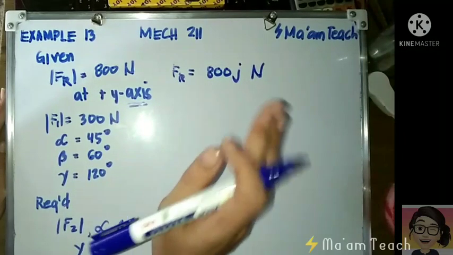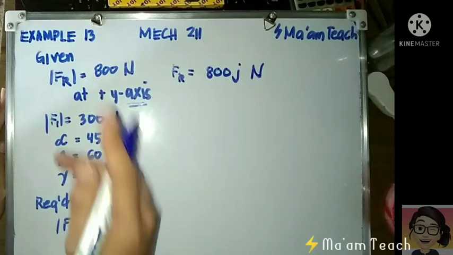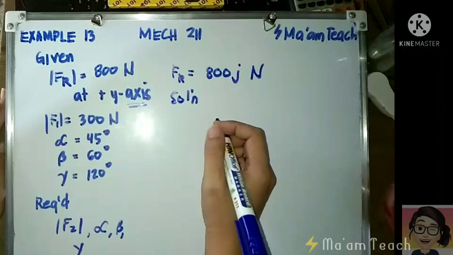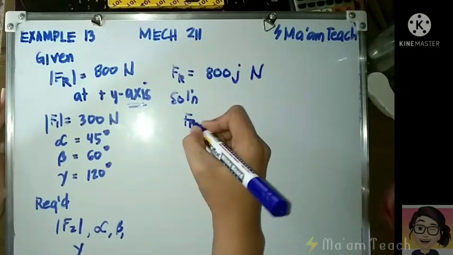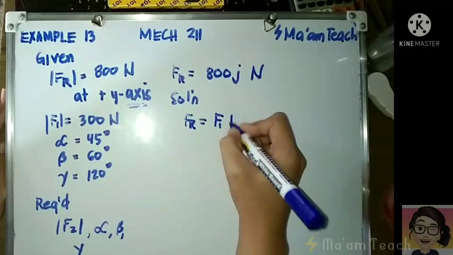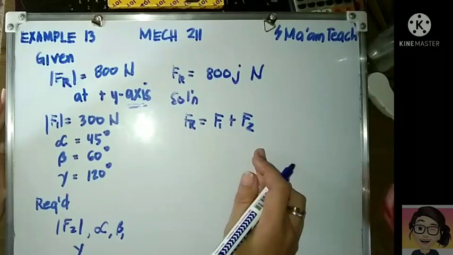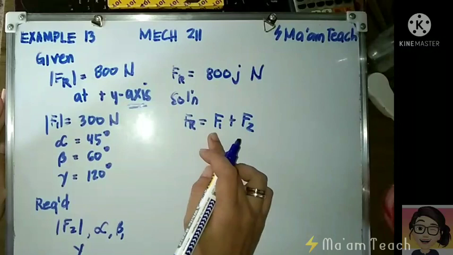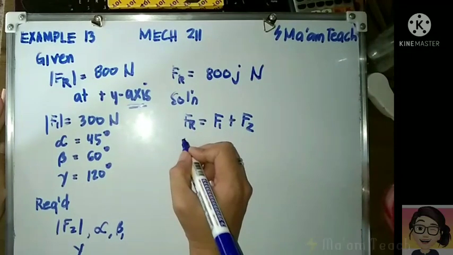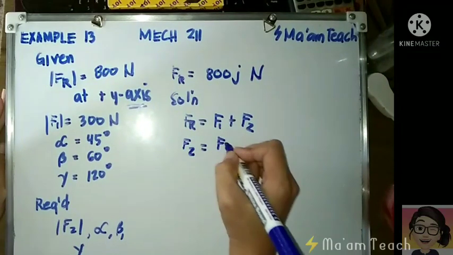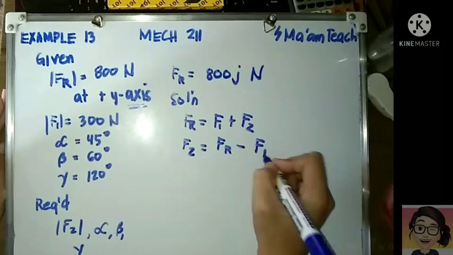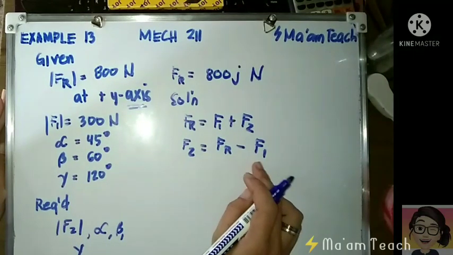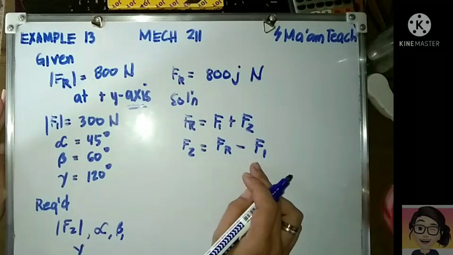Now, we are asked to solve for the F sub 2. Based on our vector addition, F sub R is simply the sum of F sub 1 and F sub 2. Given the F sub R, we have to solve for F sub 2 by subtracting F sub 1 from F sub R. But we have to express first our F sub 1 in the Cartesian vector notation.